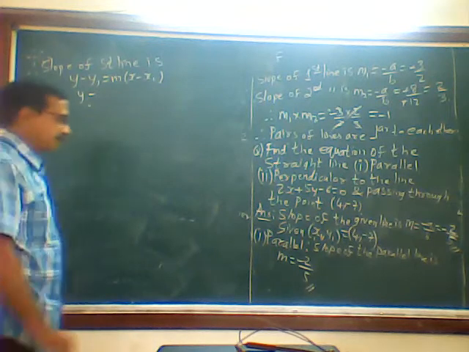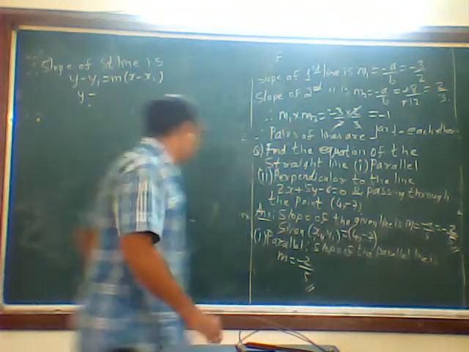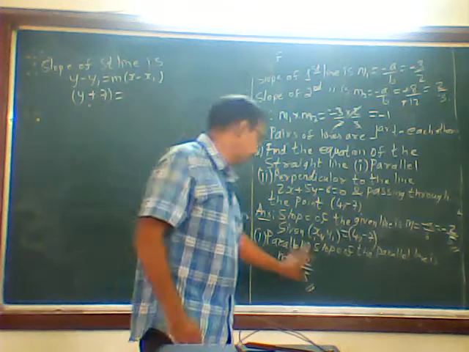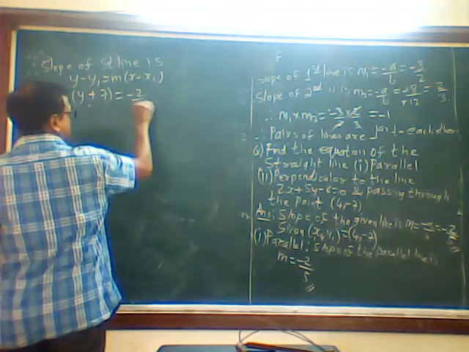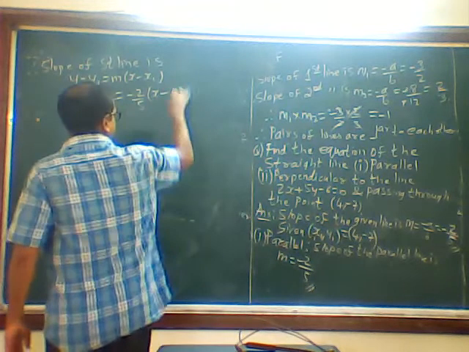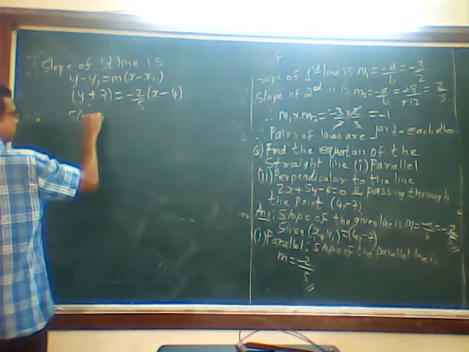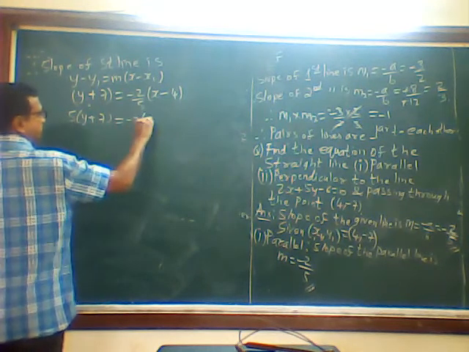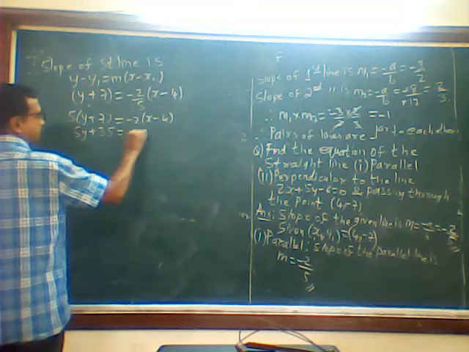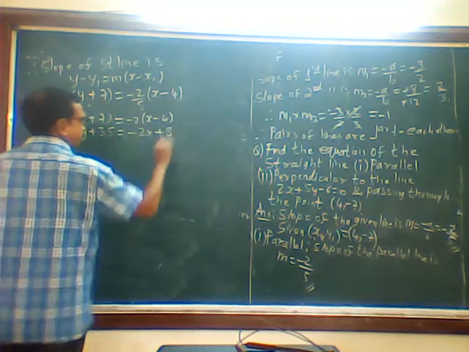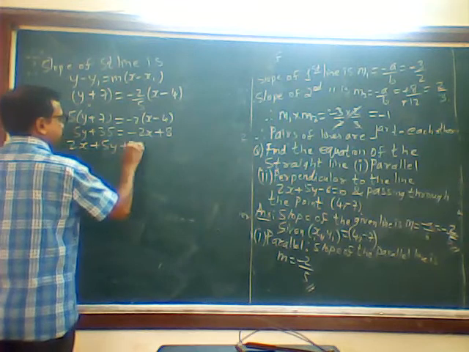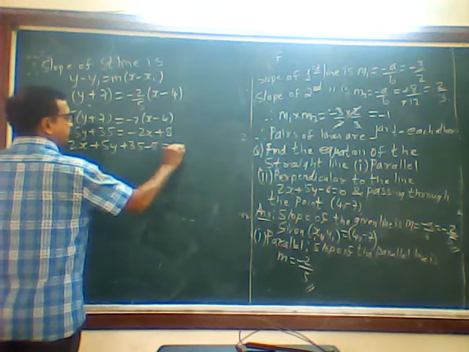y minus y1. What is y1? Minus 7. Minus minus plus 7. Is equal to what is m? It is the same, minus 2 upon 5 into x minus x1. x1 is what? 4. This 5 will get cross multiplied here. 5y plus 35 is equal to minus 2x plus 8. Minus 2x will come this side, plus 2x plus 5y plus 35 minus 8 is equal to 0.